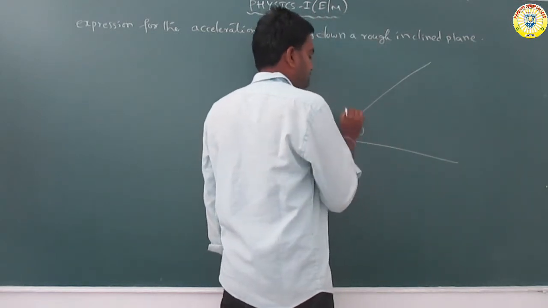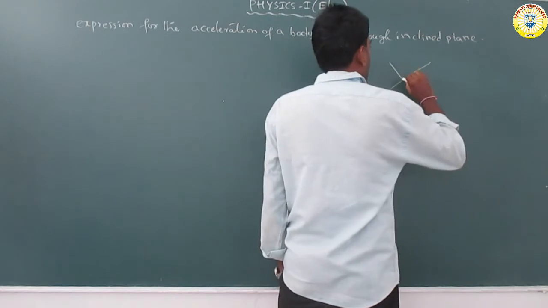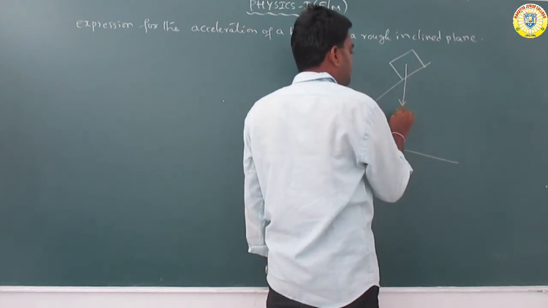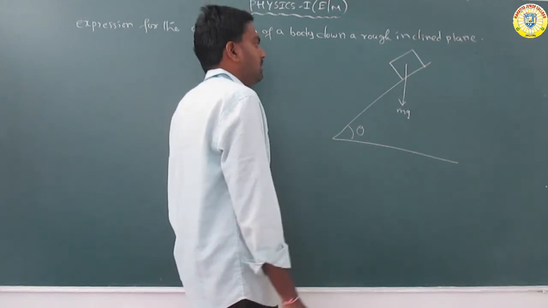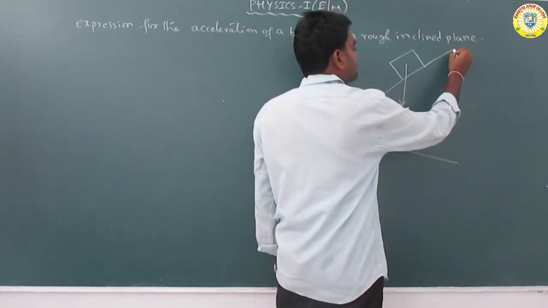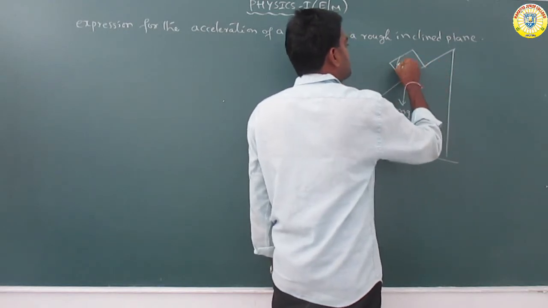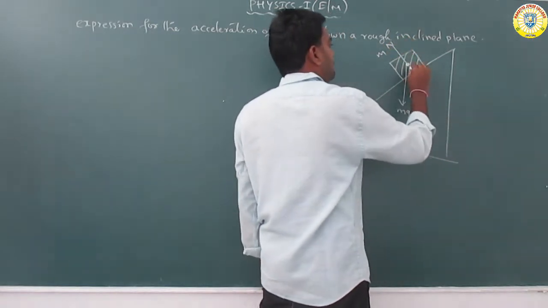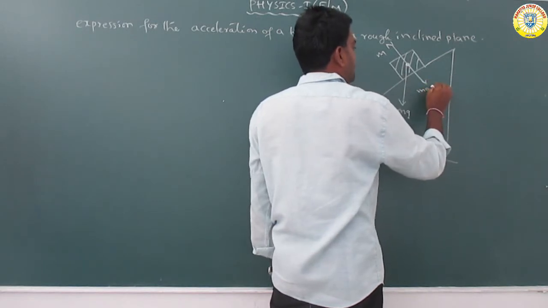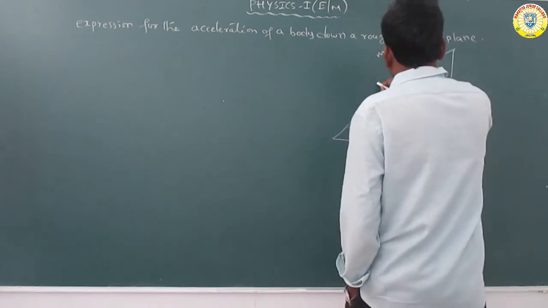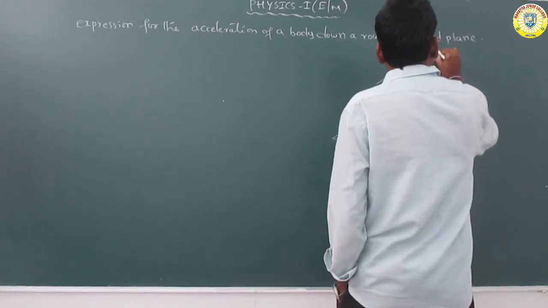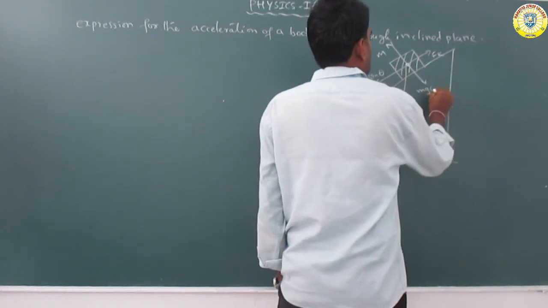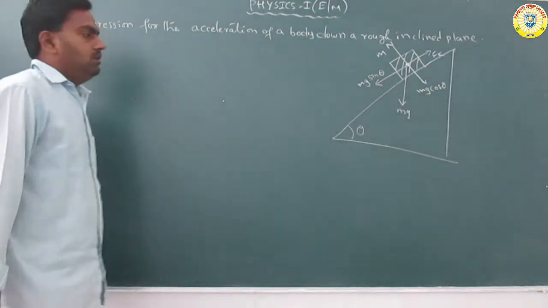Making angle theta with the plane, we have taken the object. Here the weight of the object is acting downwards, mg. The mass of the object is m, and there is the normal reaction N and mg. We have taken kinetic friction Fk, and the components mg sin theta and mg cos theta.